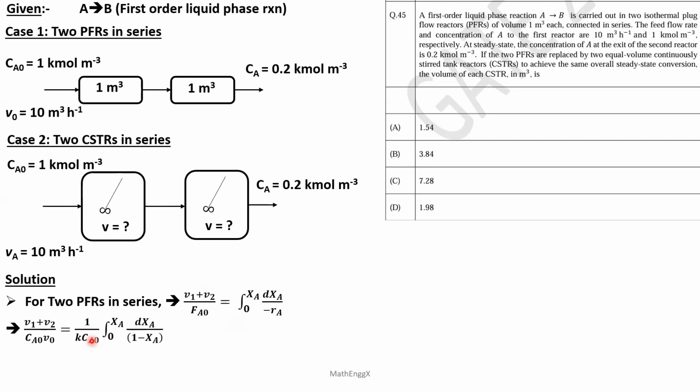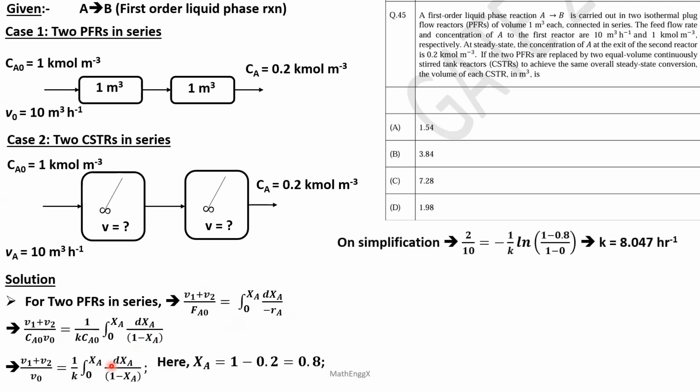So since the reaction is first order, we can expand minus Ra as K Ca naught into 1 minus Xa. And in the LHS, we can write Fa naught as the product of concentration of A into volumetric flow rate. Further, on simplification, basically cancelling out Ca naught on both sides, we get (V1 plus V2) divided by V naught is equal to 1 by K integral 0 to Xa dXa by 1 minus Xa. So here, Xa is equal to (1 minus 0.2) divided by 1. So hence Xa will be 0.8.